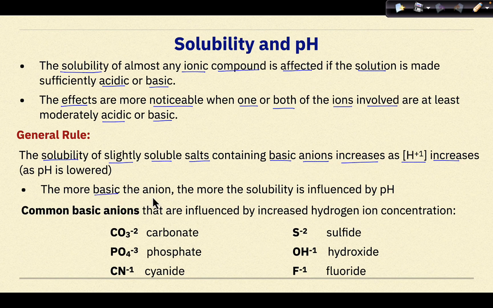The more basic the anion, the more the solubility is influenced by pH. Some common basic anions that are influenced by the increased hydrogen ion concentration include the carbonate ion, phosphate ion, cyanide ion, sulfide ion, hydroxide ion, and fluoride ion.